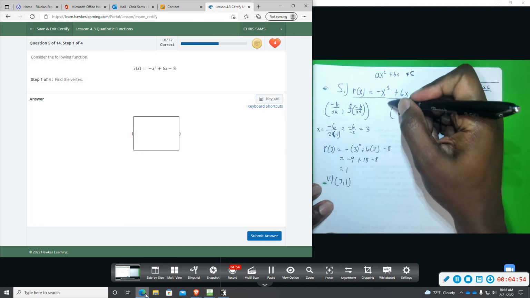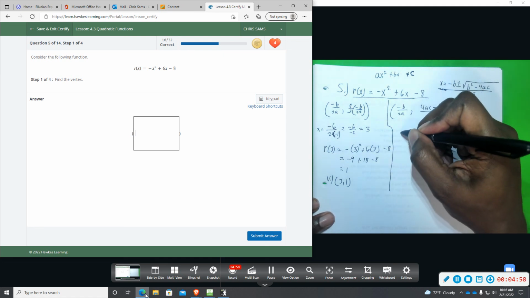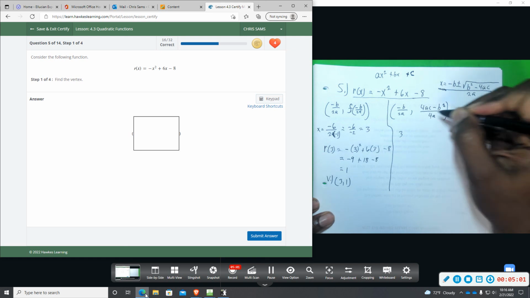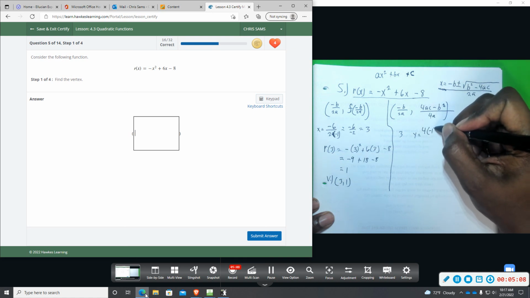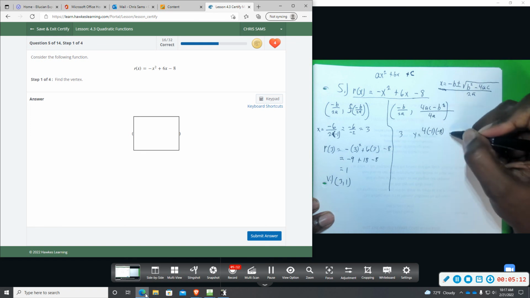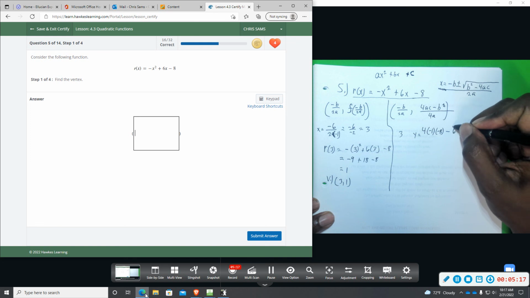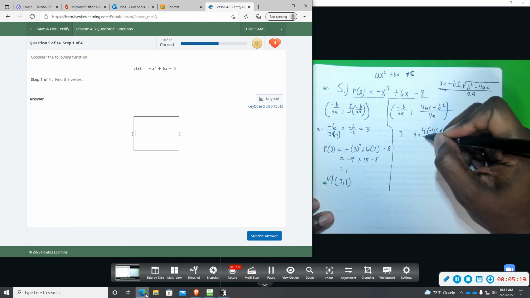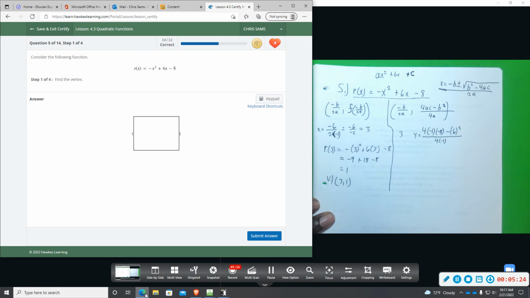All right, let's do it with the other formula here. So we've already done this part. We already know that one value is 3. We don't have to do that again, but we're going to do the 4, and this is the y value. y equals 4 times negative 1, and the c value is negative 8, and then minus b squared, which will be 6 squared, all divided by 4 times a, so 4 times negative 1. So let's see that we get the same thing.